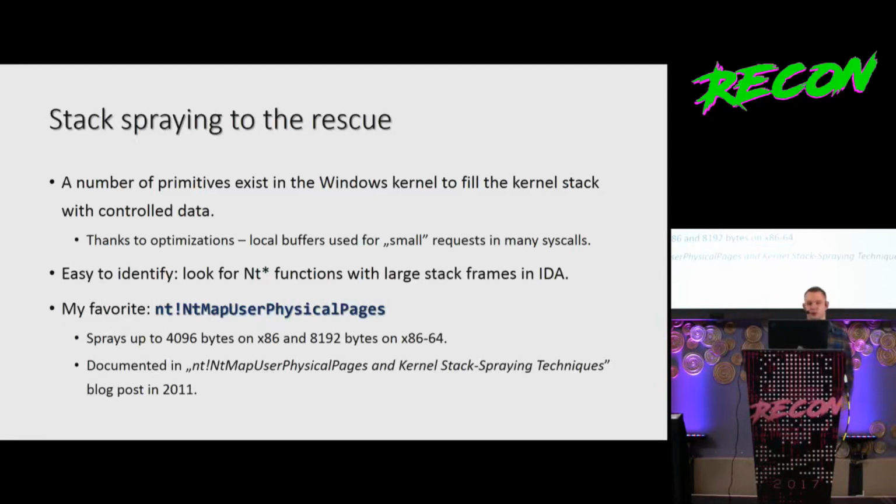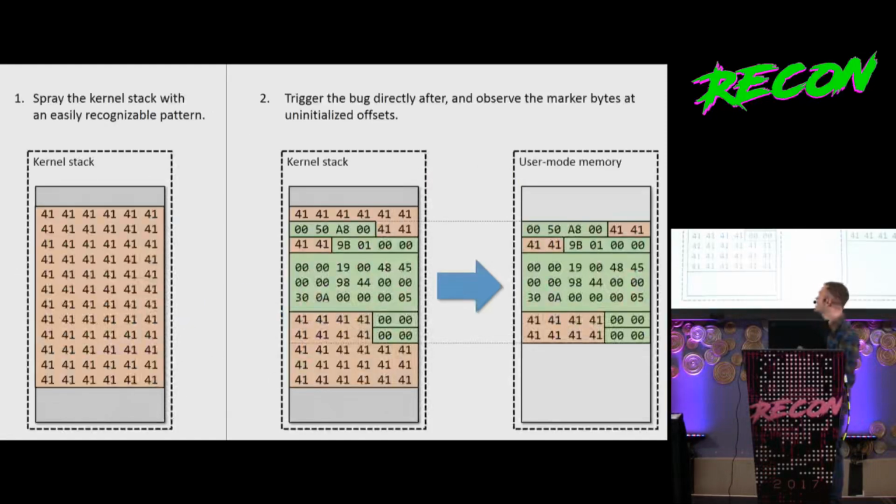My favorite function to do it is NtMapUserPhysicalPages. It lets you spray up to 4 kilobytes of the kernel stack on x86 and 8 kilobytes on x64, so that's quite a lot. And this method was actually documented on my blog 6 years ago. So this is how it looks.